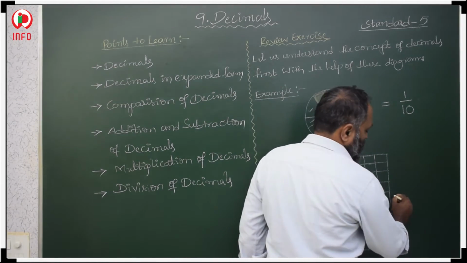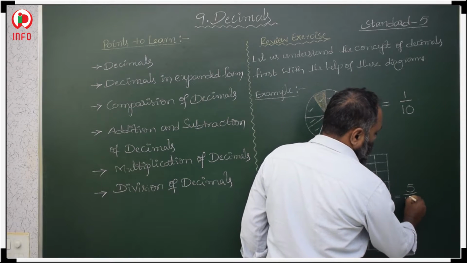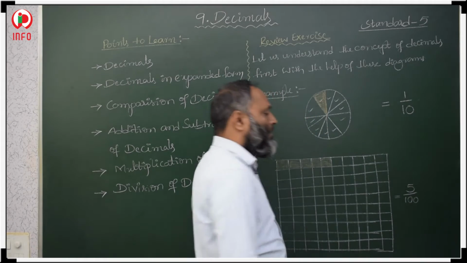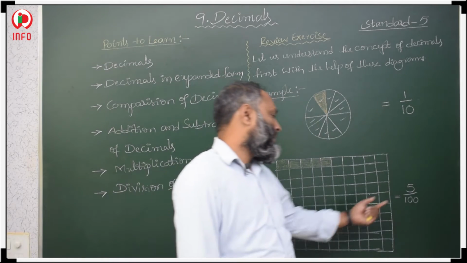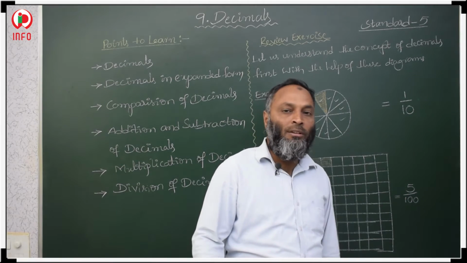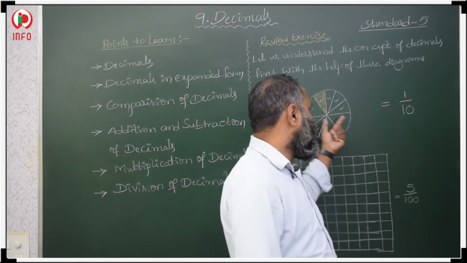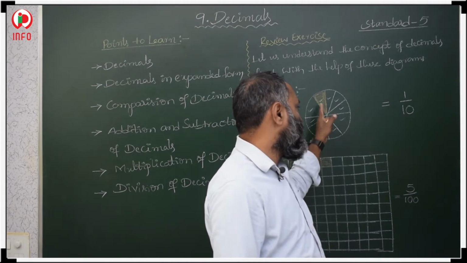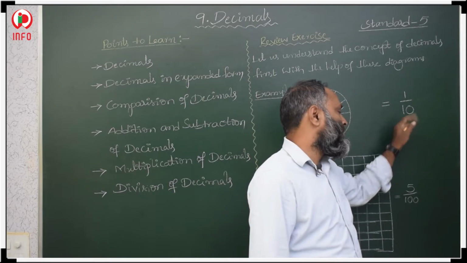The shaded portion is 5 squares shaded out of 100 squares. So, this is our fraction of the portion which we shaded, that is 5 by 100. Here, out of 10 portions, one part is shaded. So, the representation is 1 by 10.